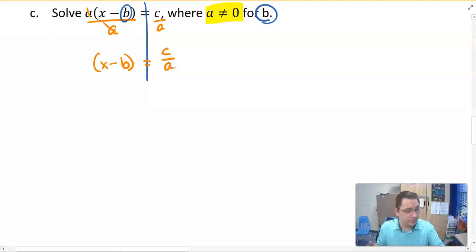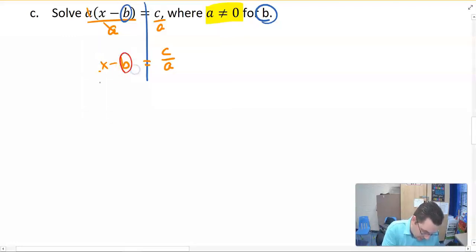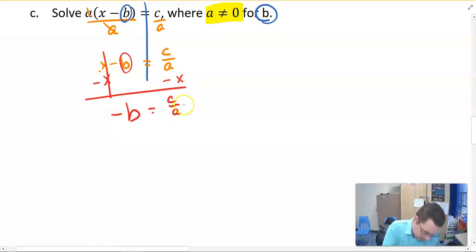So our next step is that we're going to get rid of these parentheses because there's nothing left outside the parentheses anymore. Our next step is to get this b by itself. So I'm going to subtract x from both sides. The x's will cancel. The negative has to come down. And so we get c over a, and then just copy what's behind it, minus x.